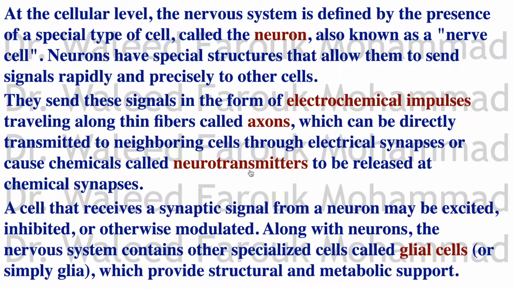The cell that receives a synaptic signal from a neuron may be excited, inhibited, or modulated. Along with neurons, the nervous system contains other specialized cells called glial cells, the glue that connects the neurons together. We will talk about them in a short while.